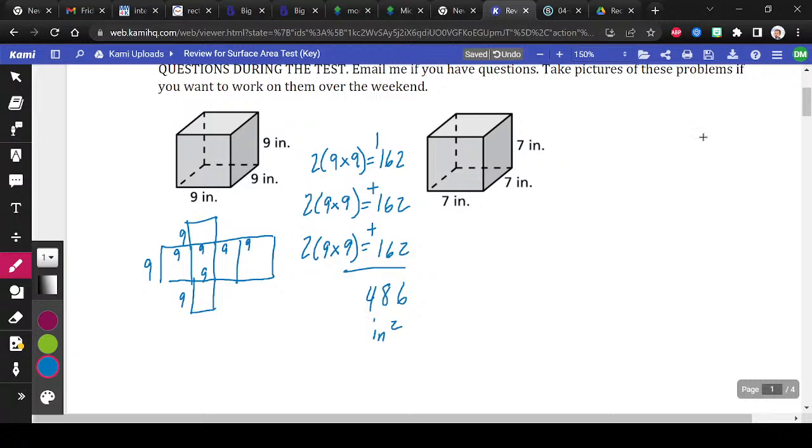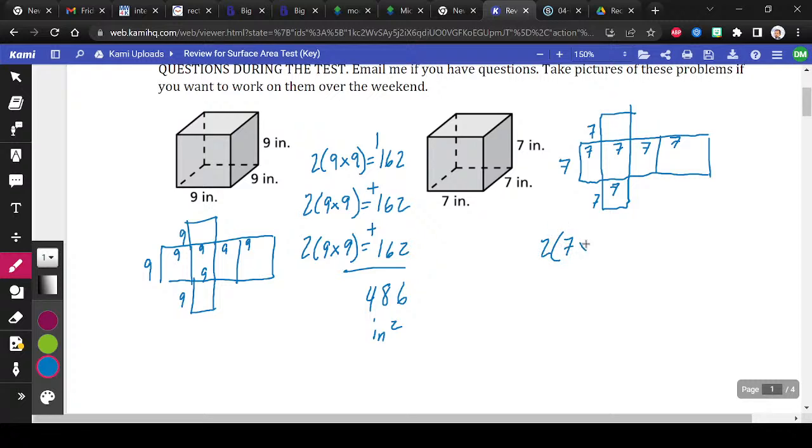The next one is 7 by 7 by 7. So again, we draw our top and bottom, and then our 1, 2, 3, 4 faces of the lateral sides. Every edge is 7. So we know we're doing 2 times 7 times 7, and 2 times 7 times 7, and 2 times 7 times 7.